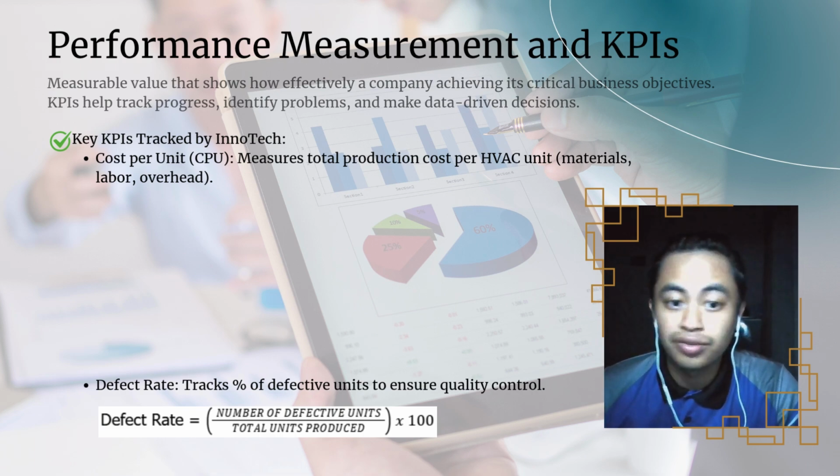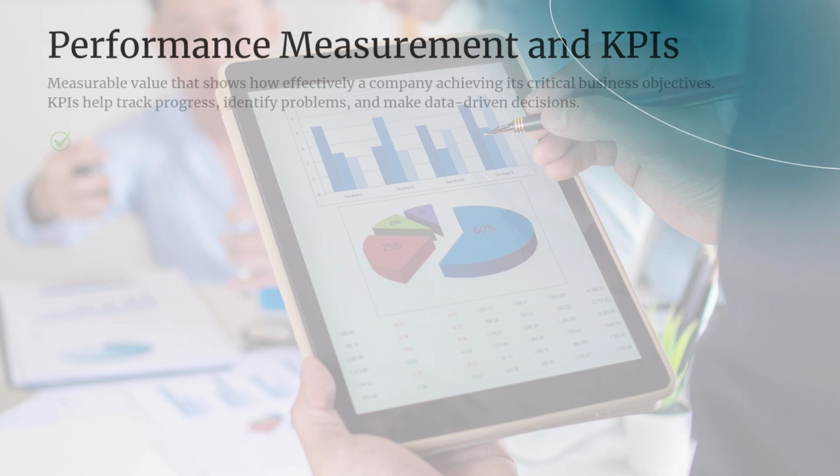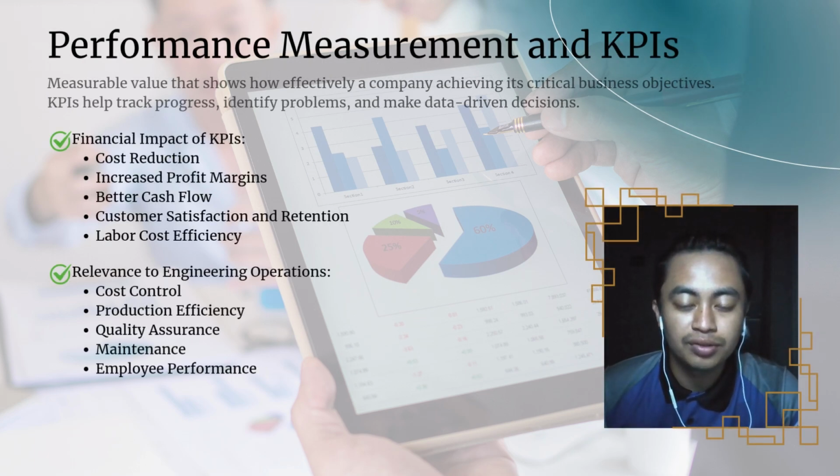So next is defect rate. What is defect rate? It tracks the percentage of defective units out of total production. For example, if 2 units out of 100 are faulty, the defect rate is 2%. This metric helps the company reduce rework costs, maintain product reliability, and meet the strict quality requirements of sectors like healthcare. Now, let's discuss the financial impact of these KPIs and their relevance to engineering operations.